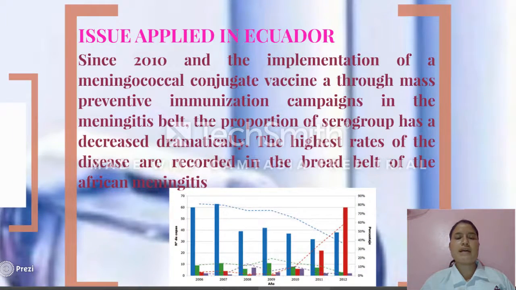In Ecuador, since 2010 and the implementation of a meningococcal conjugate vaccine, thorough mass preventive immunization campaigns have reduced meningitis, and the proportion of the serogroup has decreased dramatically. The highest rates of the disease are recorded in the broad belt of African meningitis.